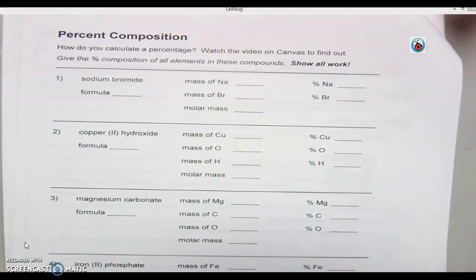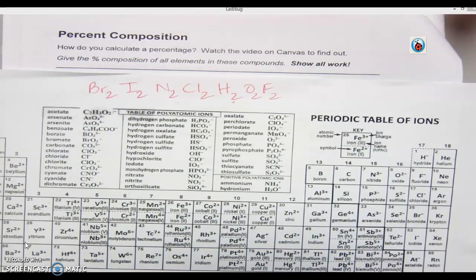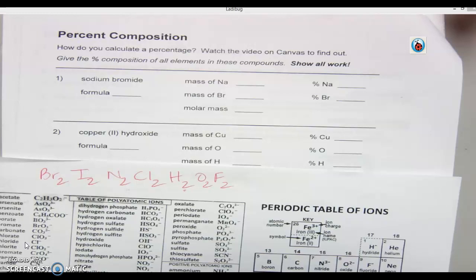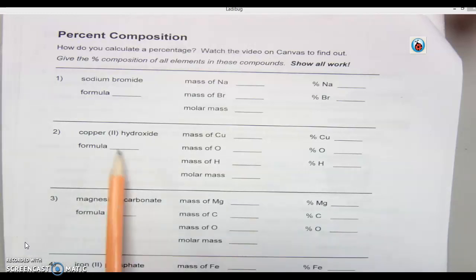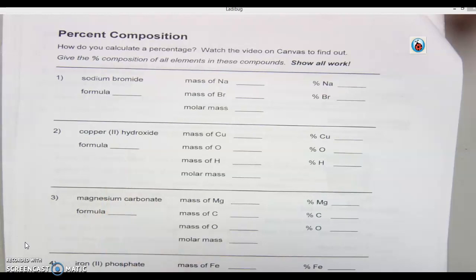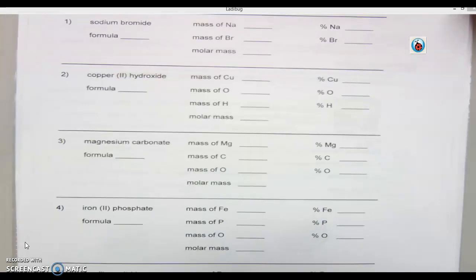Okay, percent composition. You're going to need your ion chart, so make sure you go get that. If you're online, it's back in the resource pages at the very top of Canvas. Okay, so first thing we want to do is write a formula. Let's just do number 2 because number 1's super easy. So I'll work number 2 with you.